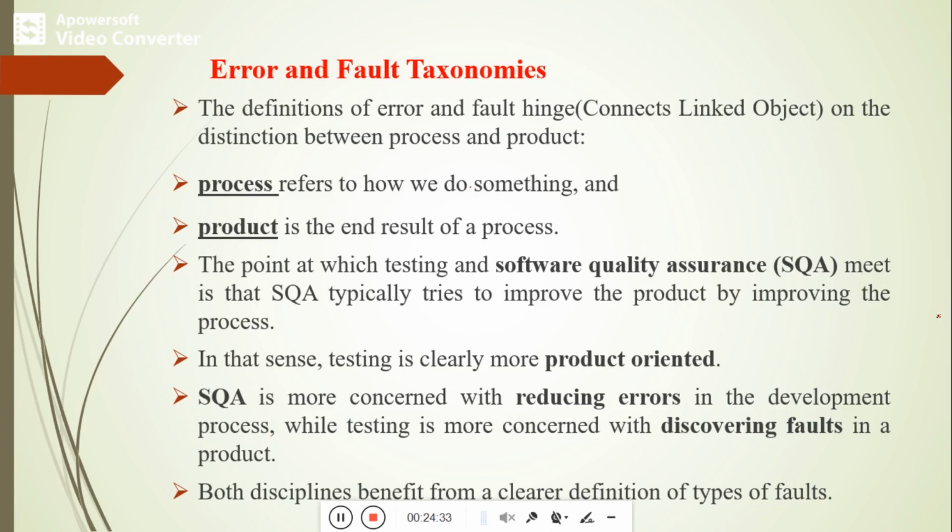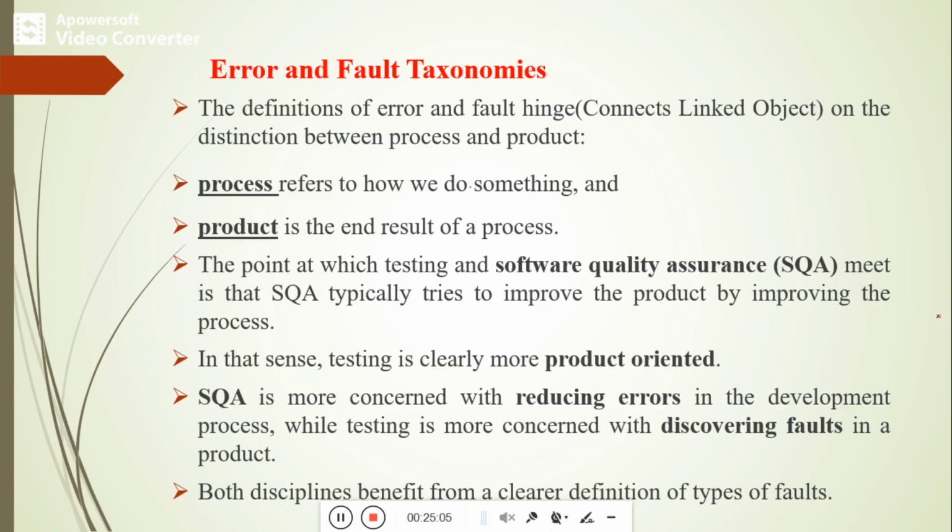On the distinction between process and product, there is a small difference between error and fault. We are going through two major topics: one is process and one is product. What is meant by a process? The process refers to how we do something. For example, when we want to produce some product, what are all the steps we have taken to produce that product?